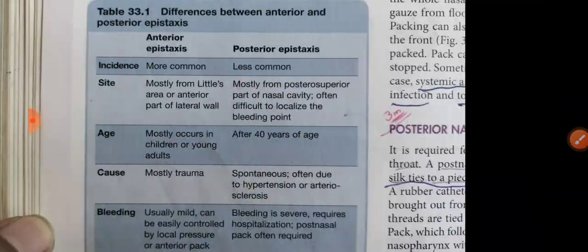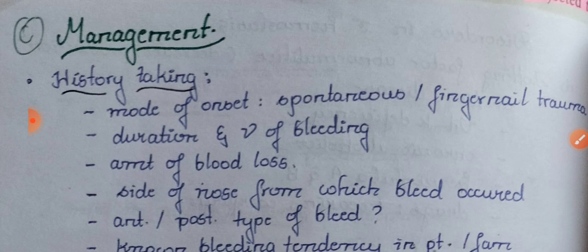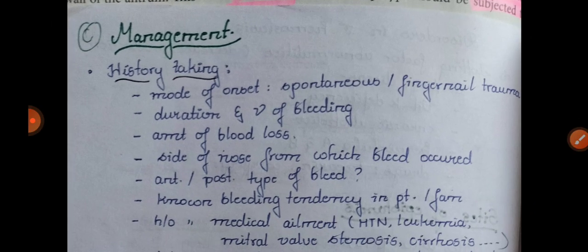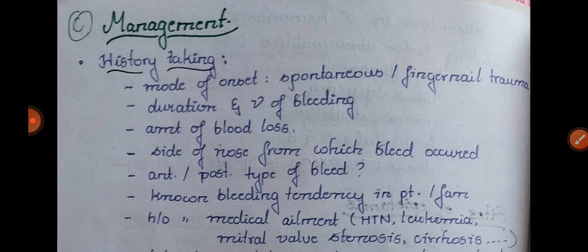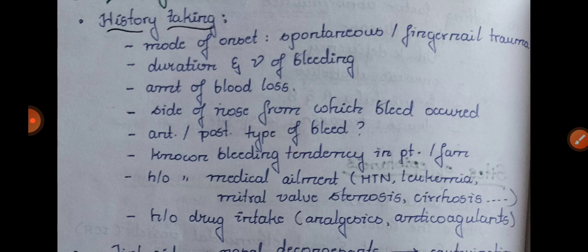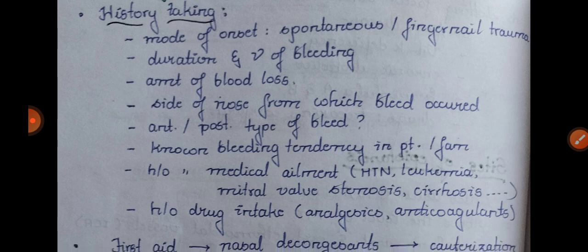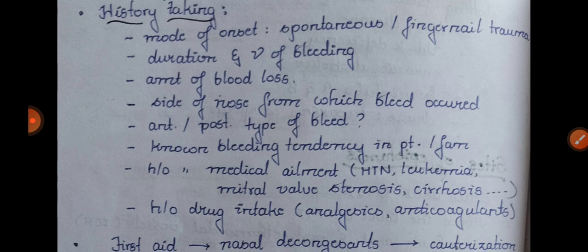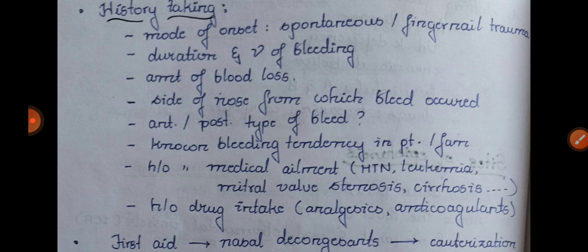Now coming to management. Okay, most importantly they will ask management only. How will you manage an epistaxis case? First we will do history taking. Okay, we will ask the patient the mode of onset, whether it is spontaneous or fingernail trauma is present, the duration and frequency of bleeding, the amount of blood loss, and the side of the nose from which the blood loss occurred, right side or left side, and whether it is anterior or posterior type of bleed.